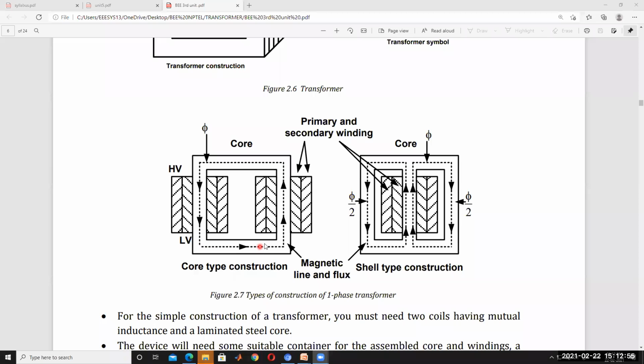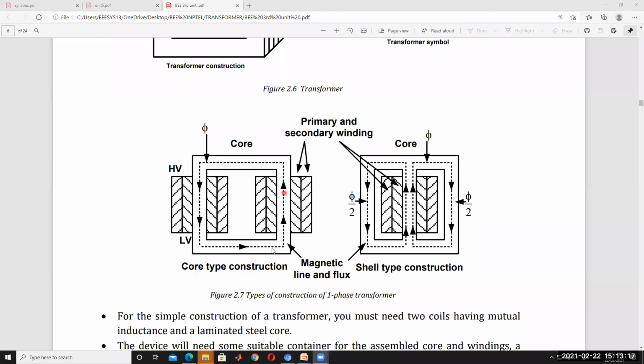Okay, this is called the core. This is called flux linking to the secondary winding in this manner. This is called the low voltage winding. There are two types of windings used in a single core, in this core only.